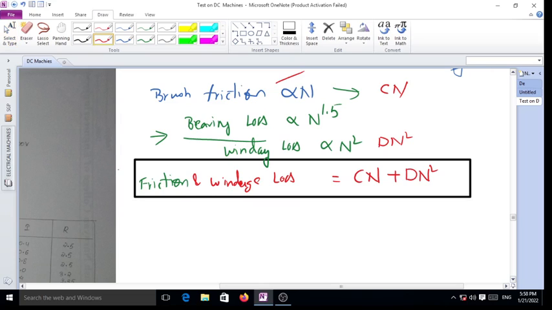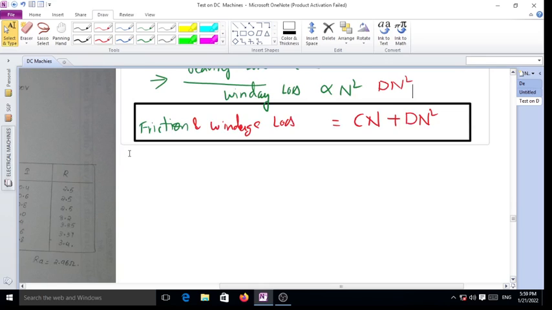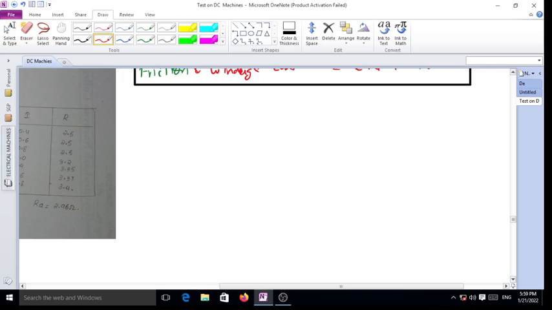So let's take into consideration that Pi is equal to the total iron losses, and PFW is the total friction and windage losses.